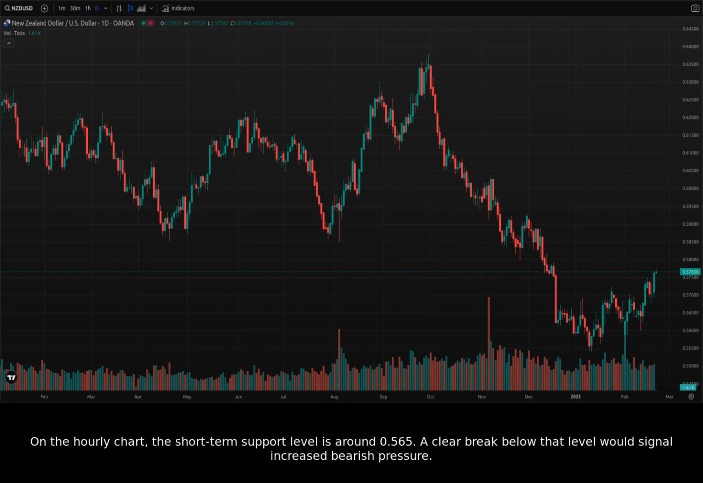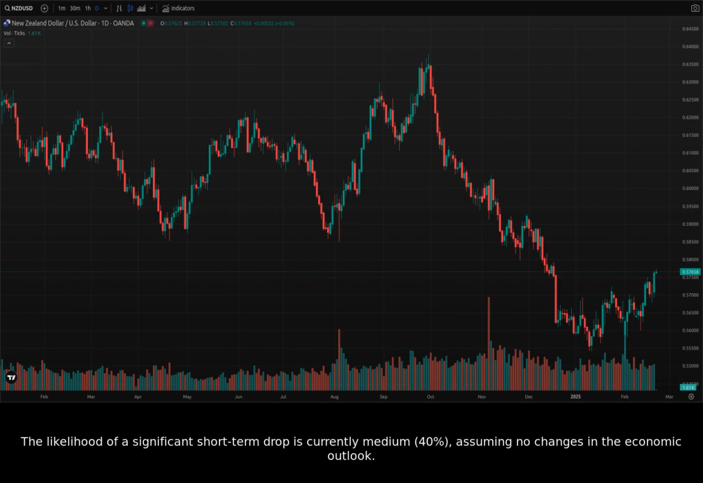On the hourly chart, the short-term support level is around 0.565. A clear break below that level would signal increased bearish pressure. The likelihood of a significant short-term drop is currently medium, 40%, assuming no changes in the economic outlook.